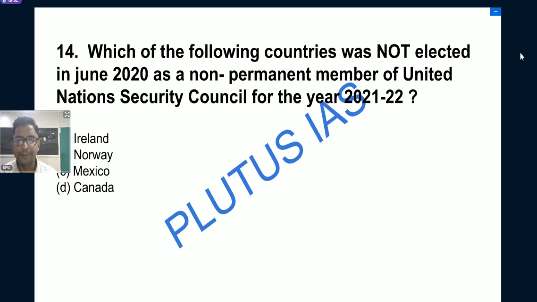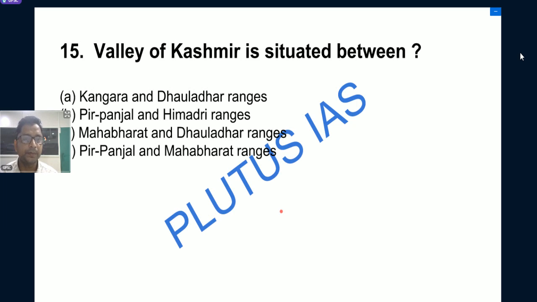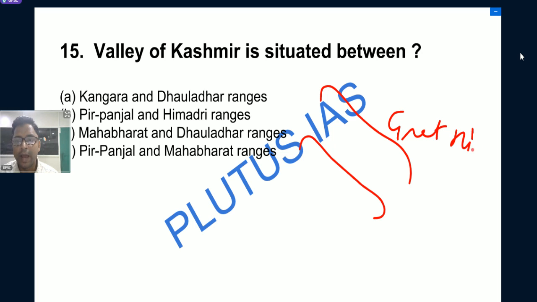Next question, question number 15. The Valley of Kashmir is situated between, and this I feel is also an easy question, because the Valley of Kashmir is situated between the Great Himalayas and Pir Panjal. So we can see the option as B. The Valley of Kashmir is situated between the Pir Panjal and Himadri ranges.